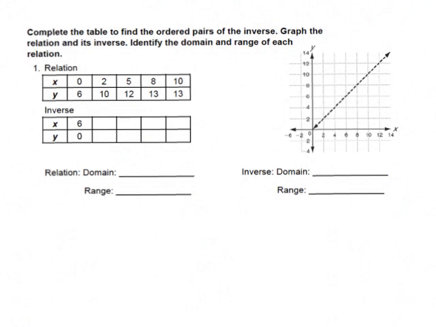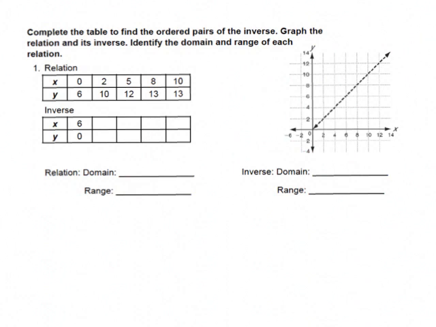Alright, let's take a look at a couple examples here. So, here's what you see first of all. Right here, here's your relation: 0, 6, 2, 10, 5, 12, and so on. Now, your job is to tell me what the inverse of that relation is. So go ahead and write in the inverse there. And then I want you to tell me what is the domain and what is the range. So go ahead and tell me what those are. And when you're done with that, then I want you to graph it over here. So go ahead and pause the video and do that.